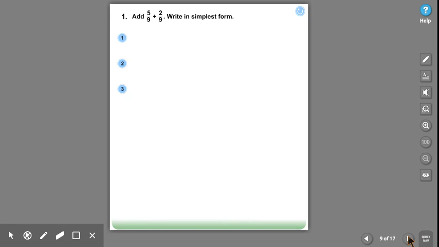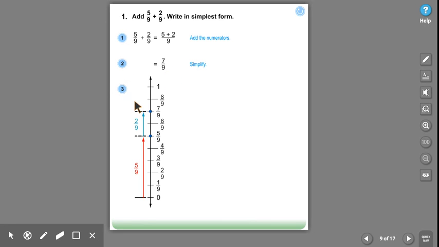Here's example number 1. Add 5/9 plus 2/9 and write in simplest form. 5/9 plus 2/9 equals the same as keeping the denominator the same and just adding the numerators 5 plus 2. And that equals 7/9. And that's in simplest form, so we don't have to simplify it anymore.